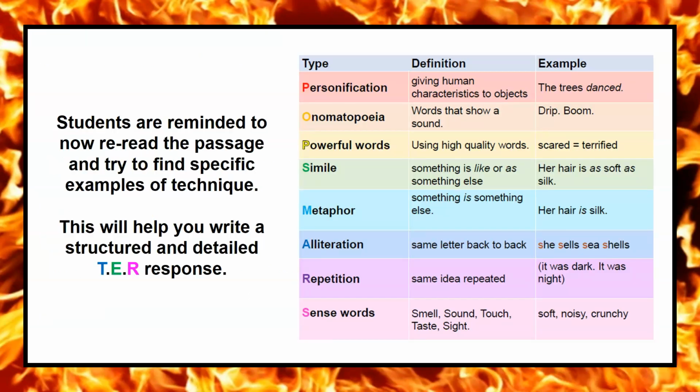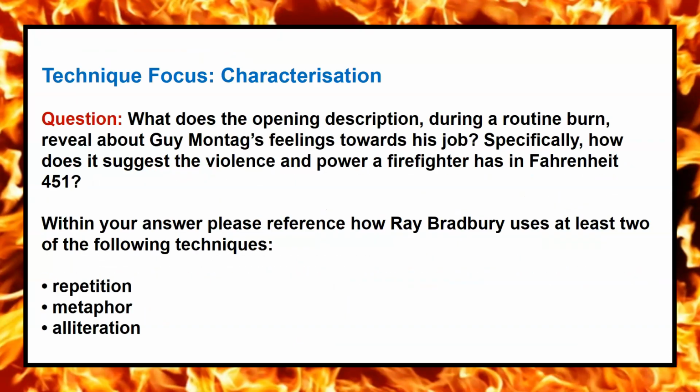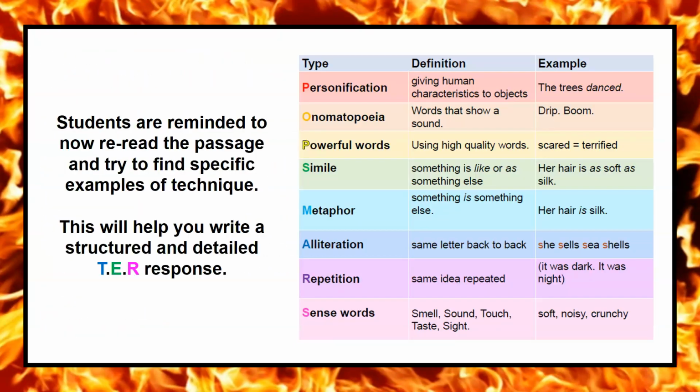We can also remember that if we're looking for techniques and the suggestion is to consider a metaphor, something is something else. So where might a metaphor appear where an object is being described as something else directly? We have repetition where the same idea is repeated either through a repeated image or even word. And of course we also have, so it was repetition, metaphor, and I think it was alliteration. Let's have a look. Alliteration being the same letter back to back, where words begin with the same sound.